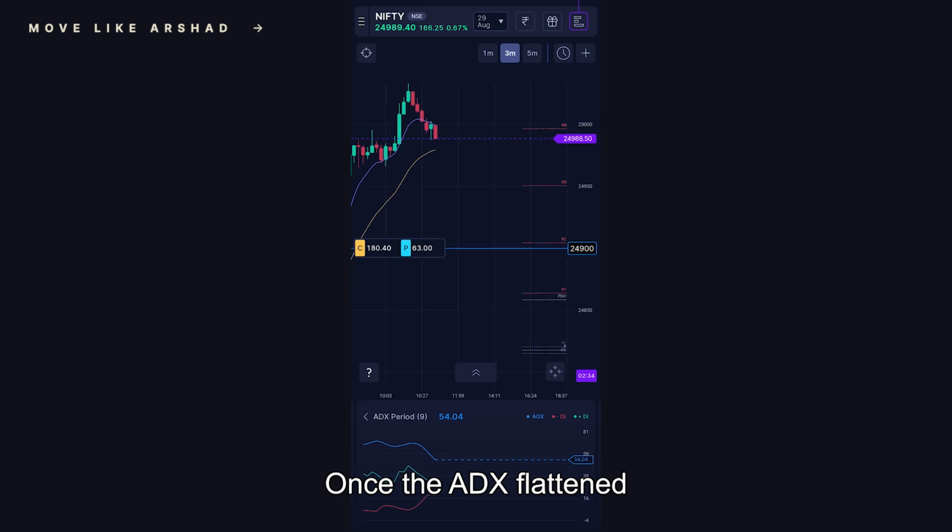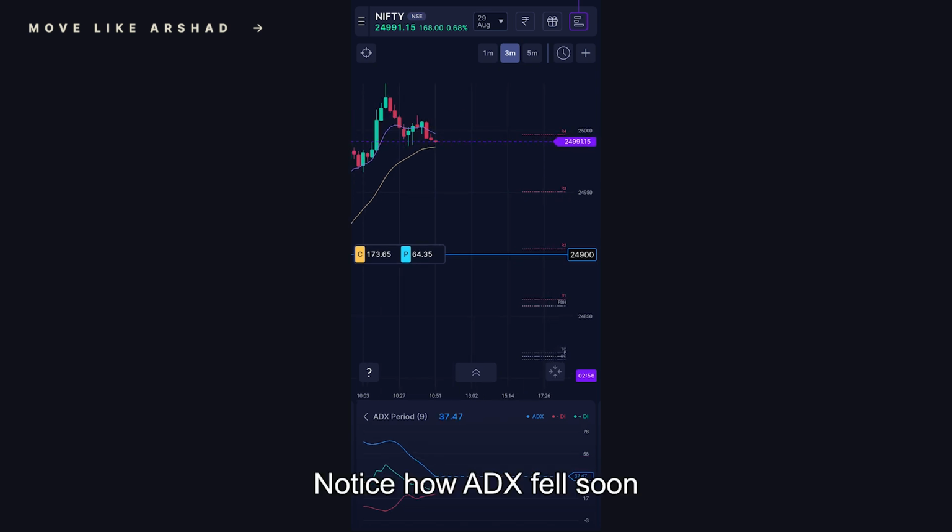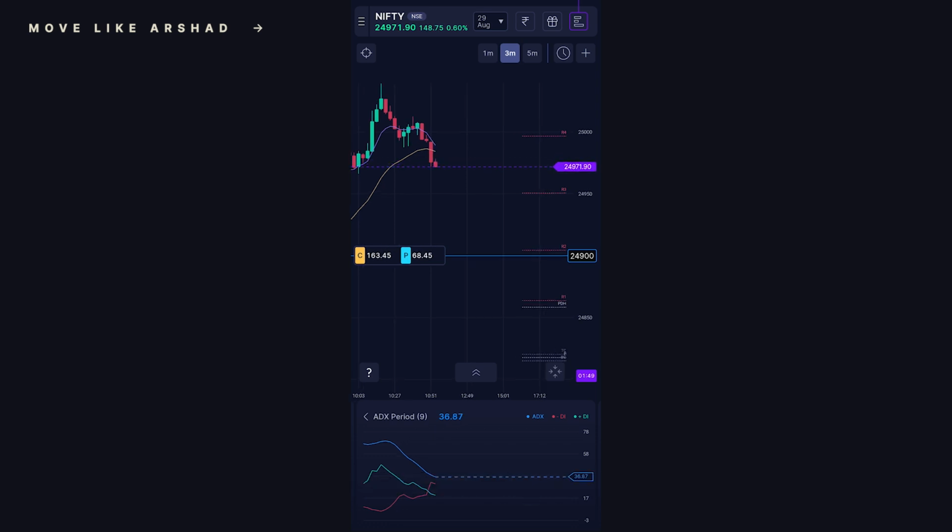Once the ADX flattened out, that would be our signal to take profits. Notice how ADX fell soon after. That's why we don't hold options when ADX is declining and the trend is weakening.